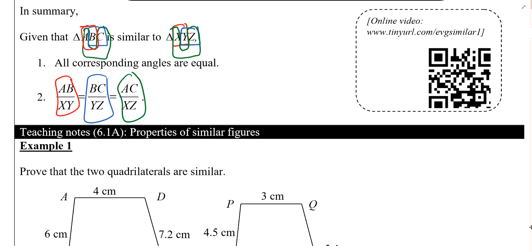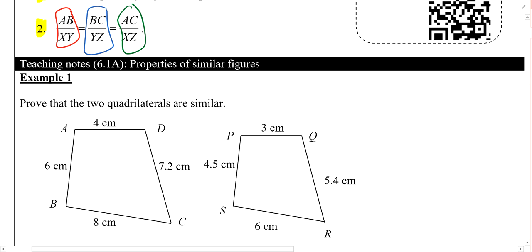Okay, so to prove that two shapes are similar, what must I do in order to show that two shapes are similar? Find the ratio. Yeah, we can find the ratio. We can either prove that property number 2 is correct, or property number 1 is correct. Either this or this. Let's take a look.